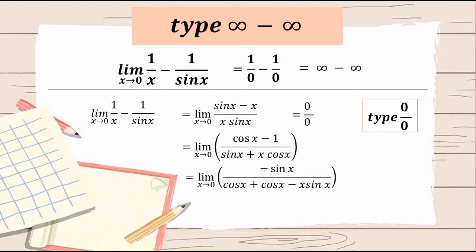Then we need to simplify this, so we have negative sine x over 2 times cosine x minus x times sine x. Again, if we plug in 0, we have here 0 over 2. Our final answer is 0.